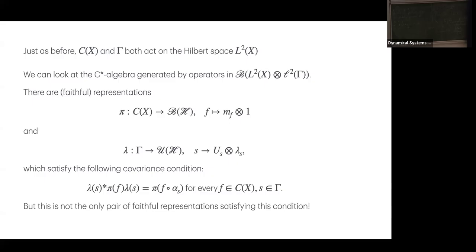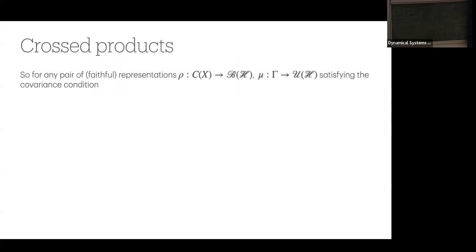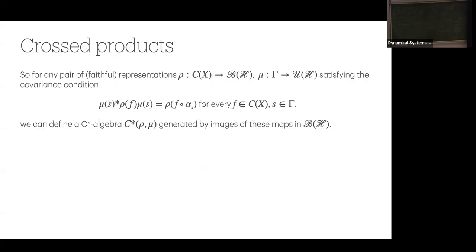But in C-star algebra world, this is not the only pair of faithful representations that will satisfy this covariance condition. When we have such a pair, we call them a covariant representation of the group action. So we don't know necessarily what to do. We could take any pair of faithful representations and ask that they satisfy this covariant representation, and then look at the C-star algebra that's generated by the images of these maps, which I'll denote by C-star rho mu.